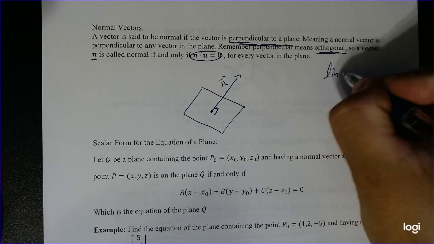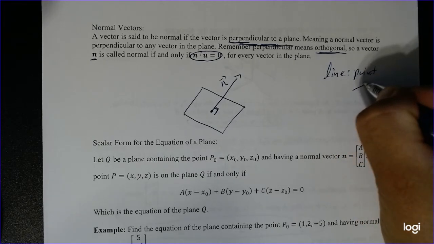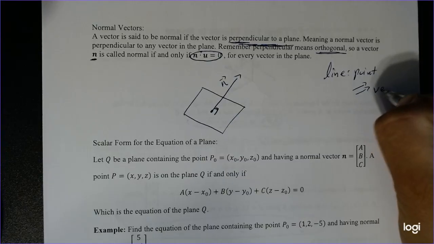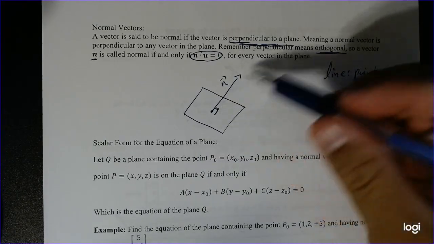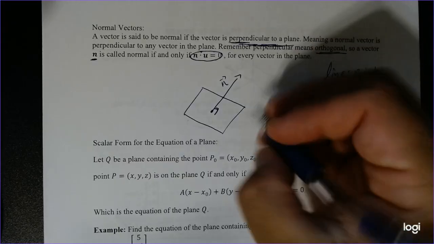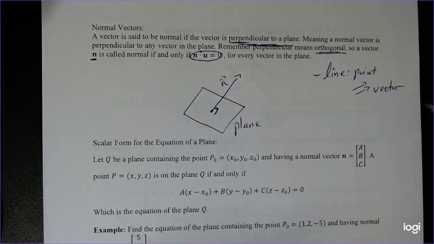So for lines, we need parallel. A little fun fact: for lines, we need a point and a parallel vector. Here's the opposite: we need a point and a perpendicular vector. So they're complete opposites when it comes to lines and planes.